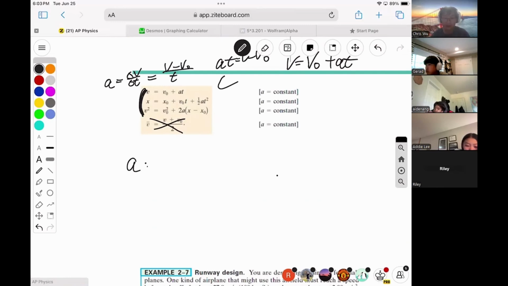Let's see here. If a cheetah can accelerate, this is true. Cheetah is the fastest animal on Earth, and the cheetah can accelerate from rest, not moving, to 60 miles per hour in 5 seconds.